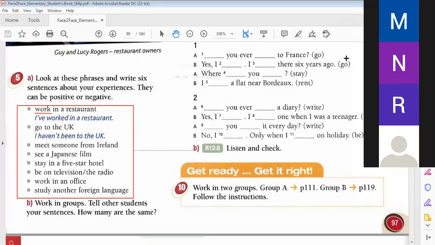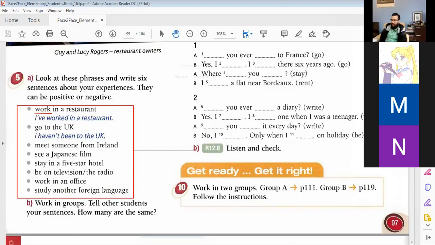Okay. Rana, can you tell us about your life experience? I've studied another foreign language. I've never worked in an office. Okay. I've stayed in a 5-star hotel. Okay. I've seen a Japanese film. I've never met someone from Ireland. Okay, that's good. That's interesting.